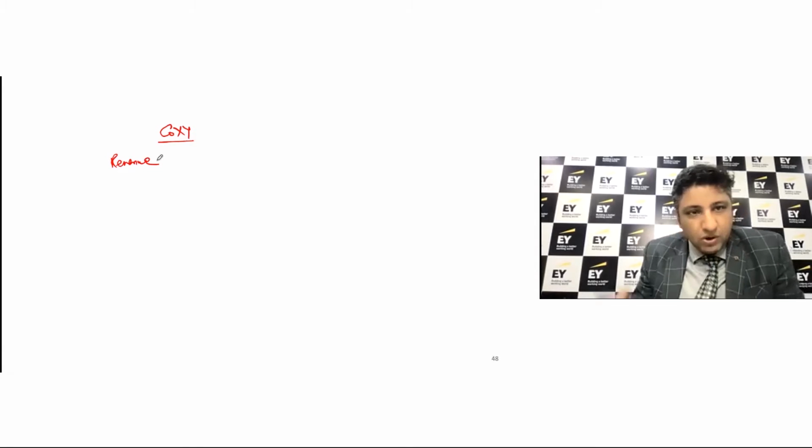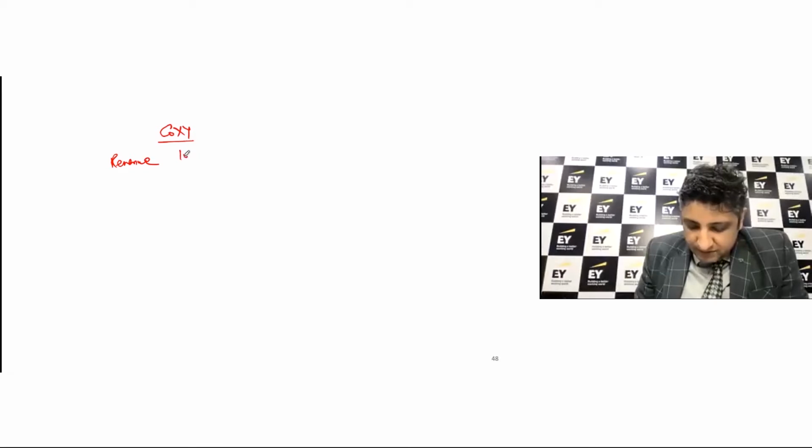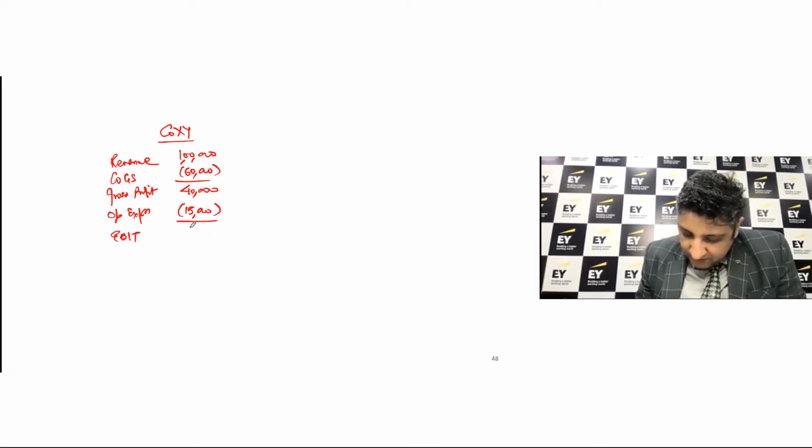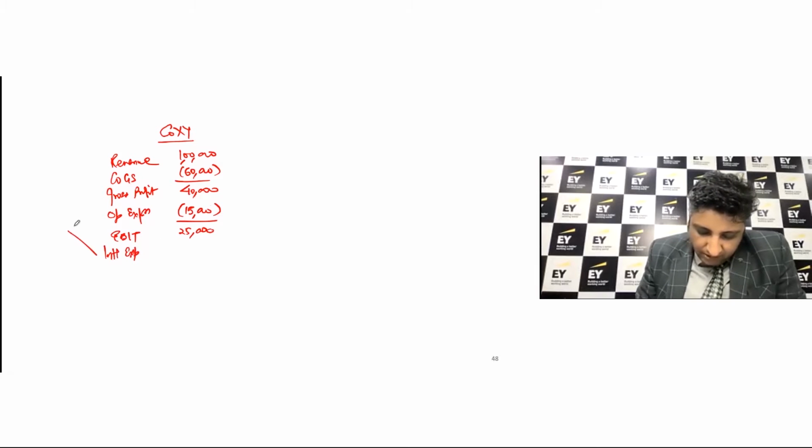just trying to build a small statement of profit or loss. Let's say there is a revenue of 1 lakh. There is a cost of goods sold of 60,000. That gives a gross profit of 40,000, right? There are operational expenses of, let's say, 15,000. All right, that gives an EBIT, earnings before interest and tax, of 25,000.